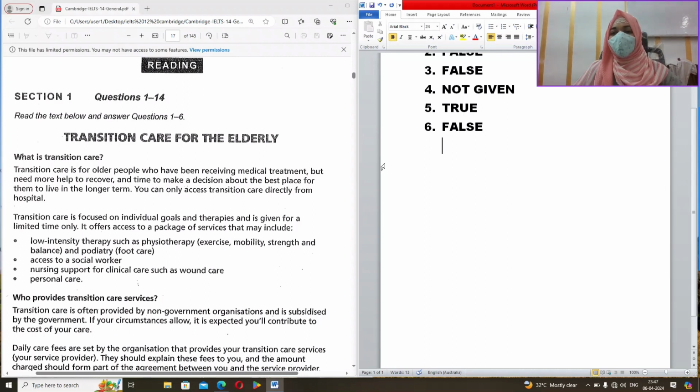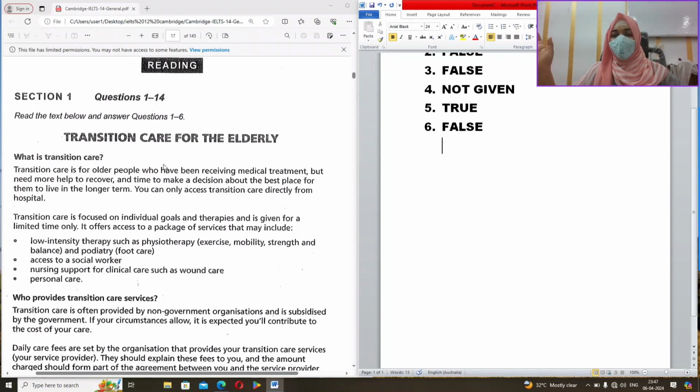Now I'm going to give you some tips on True, False, Not Given, which will be very useful for you to solve these types of questions. Let's start. As I said in the explanation, what is the meaning of True, False, Not Given? First, tip 1.